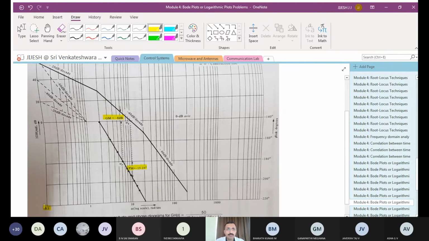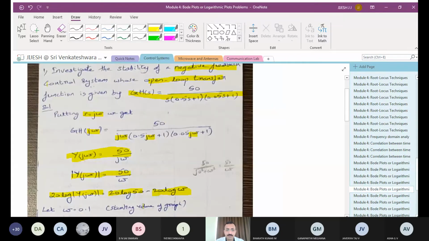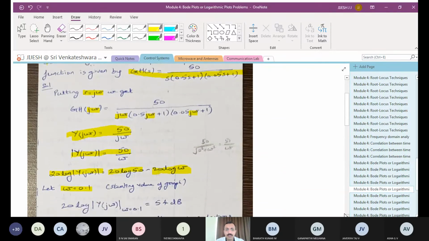Okay, you can start it from 0.01 also, but for our convenience we are starting it from 0.1. So 0.1, then it will be 1, 10, 100, like that it will be going further. So let me just take omega as 0.1 itself. So I am assuming omega is equal to 0.1, the starting value of the graph which I am going to consider. So let me substitute omega here.